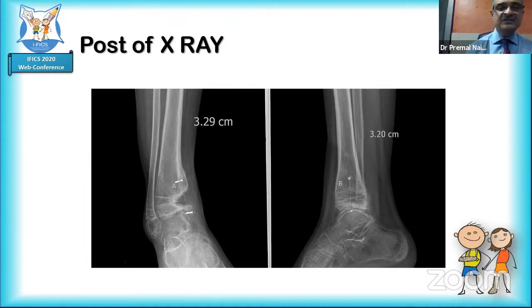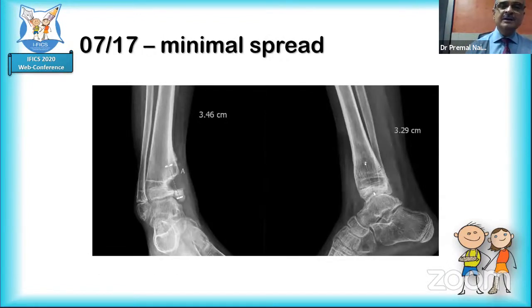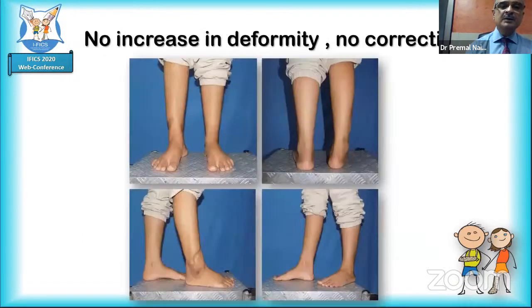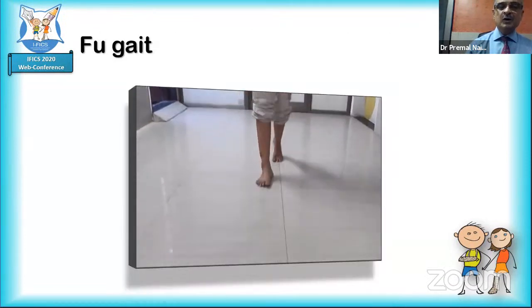Yeah. This child, this was the immediate post-operative. She had a little bit of spray, and over a period of time, that spray stopped. So my physeal bar excision was not very successful, but fortunately she did not have any increase in the deformity because this was not in the growing part of the bone, and this is how she is walking.